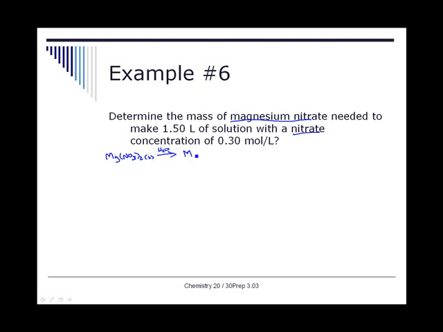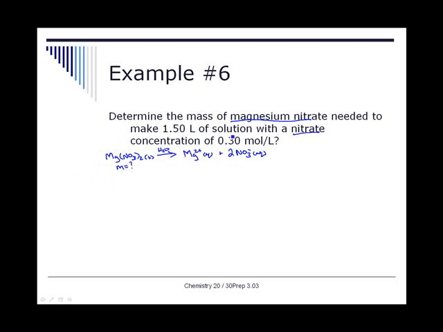it dissolves to make 1 magnesium 2 plus ion plus 2 nitrate ions. And so we need a mass of magnesium nitrate. So I'm going to put a mass here because that's what I need to find out.